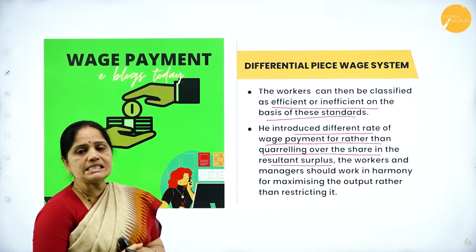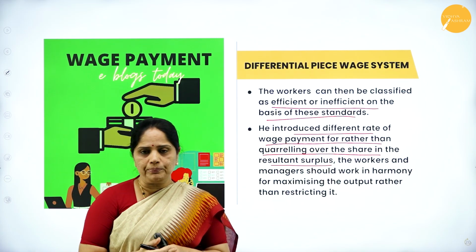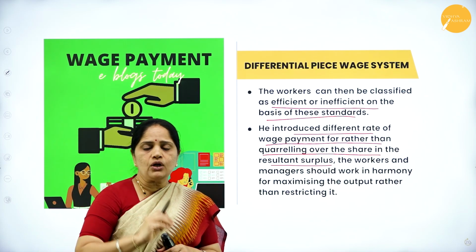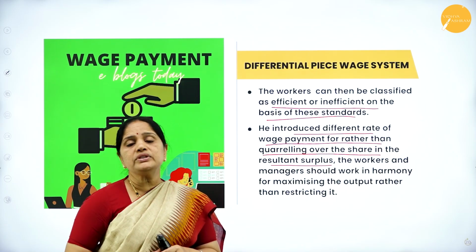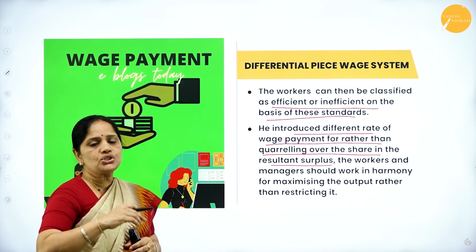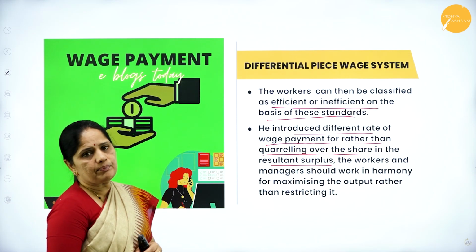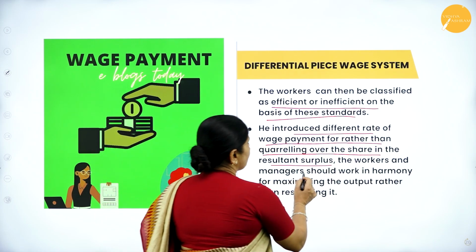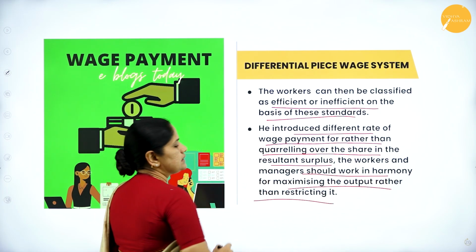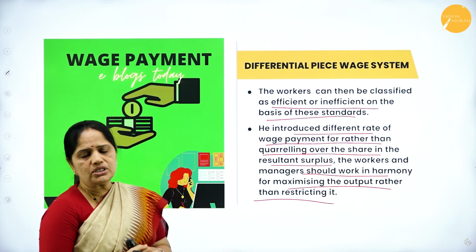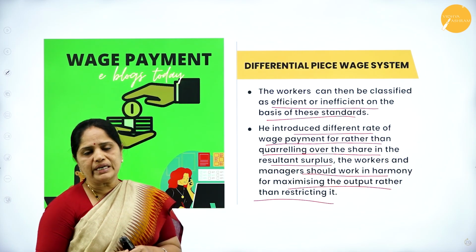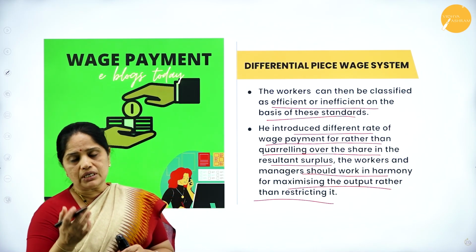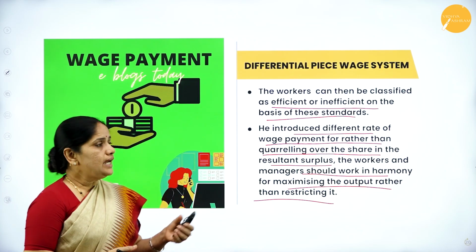So Taylor said that efficient workers should be properly rewarded, whereas inefficient workers should be paid a lower scale so that they improve their efficiency. The workers should not quarrel over whatever surplus the management is getting. They should work in harmony for maximizing the output rather than restricting it. Whatever work they are doing, they should give maximum production, and when they do, they should be properly rewarded for their efforts.